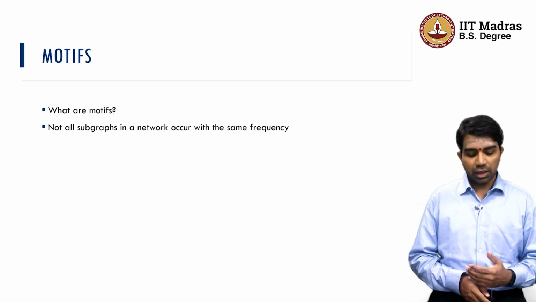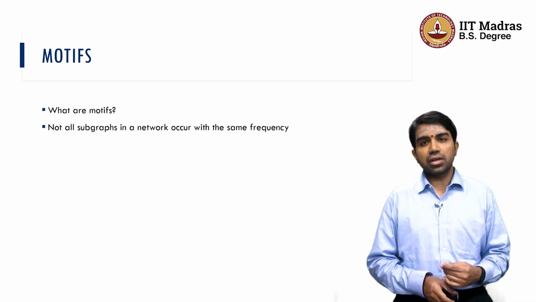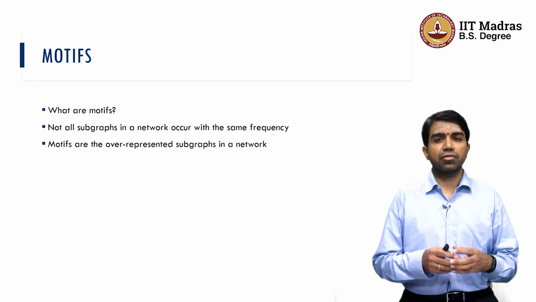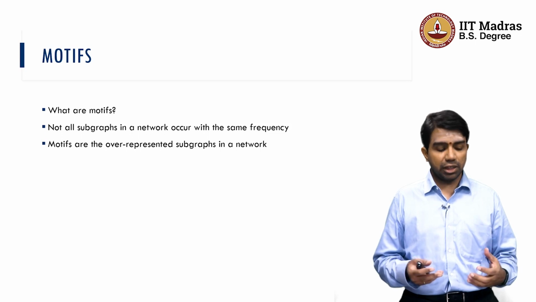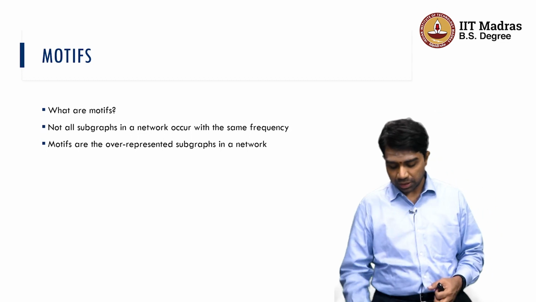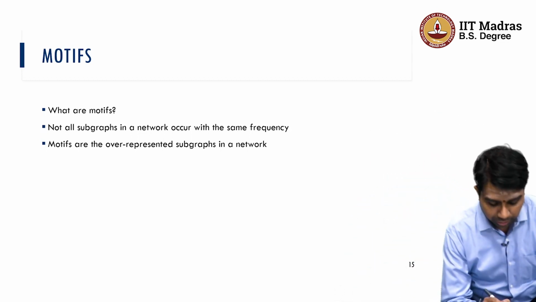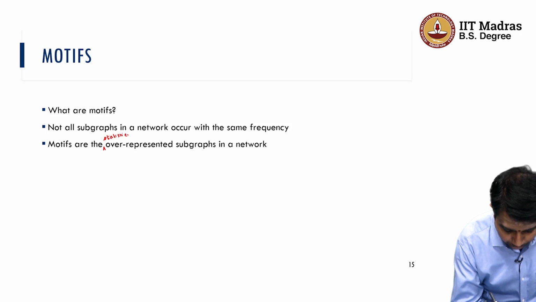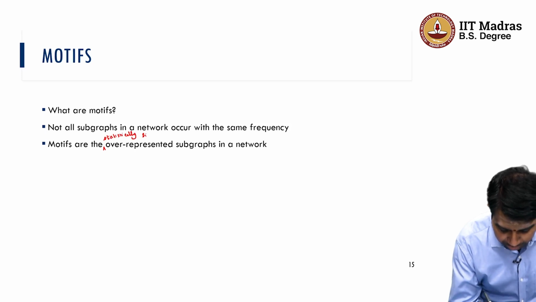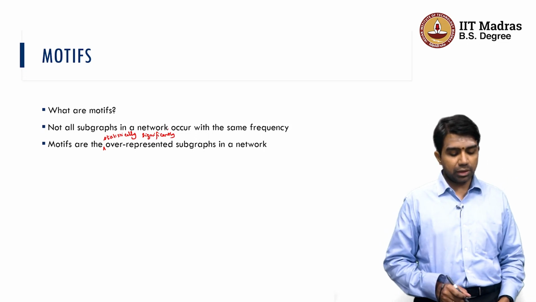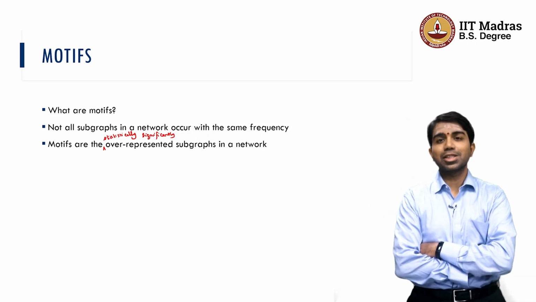So what are motifs? Not all subgraphs in the network occur with the same frequency. There are some subgraphs which are very much overrepresented in the network, and motifs are these overrepresented subgraphs. One could call them statistically significantly overrepresented subgraphs in the network. Overrepresented with respect to what?